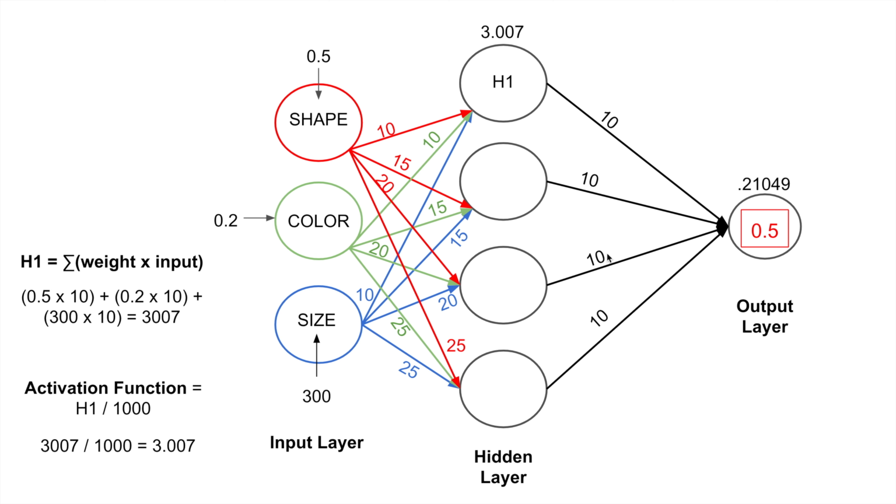So we keep increasing and decreasing those weights until we get the correct output, and now we have a good predictive neural network. And that is a brief overview of neural networks.